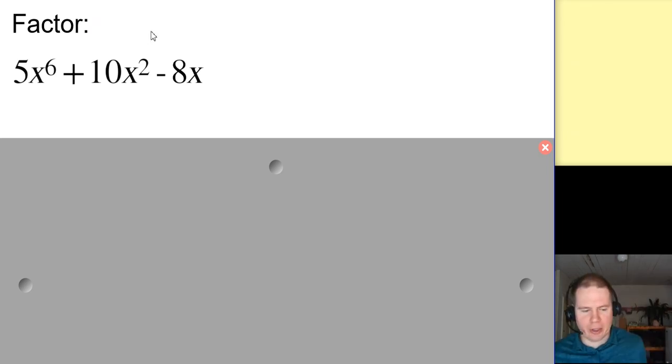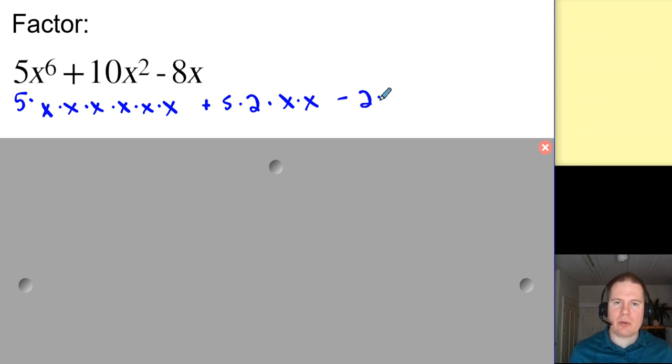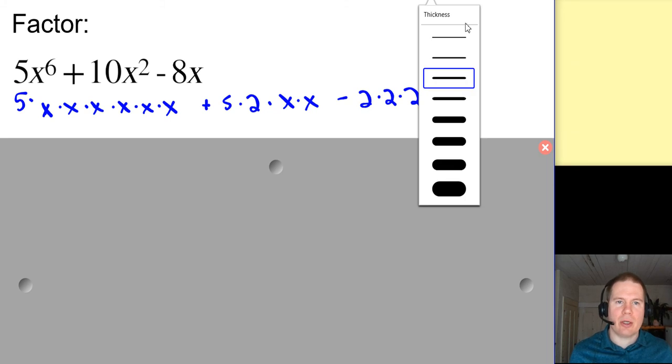So, to factor. The first thing we want to look for is GCF. Right? We talked about that in an earlier video. So if I look at these terms, this is 5 times a bunch of x's. I could write that out here, 5 times 6 x's. 5 is a prime number. Here I have 10, that's 5 times 2. X squared, that's 2 x's. 8, that's not prime, that's 2 times 2 times 2. X times x.